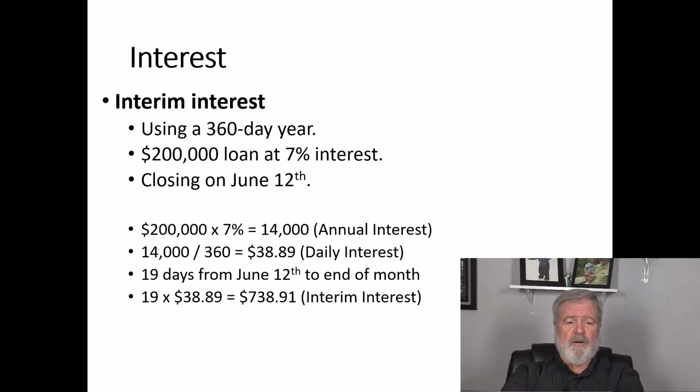Okay? So anyway, once we know what the annual interest is, now we have to break this down into how much it would be per day. Well, how many days are in a year? Remember, we're using a 360-day year. Don't mess this up. So you take the annual interest, $14,000, divided by the 360-day year, and that comes up to $38.89 per day.